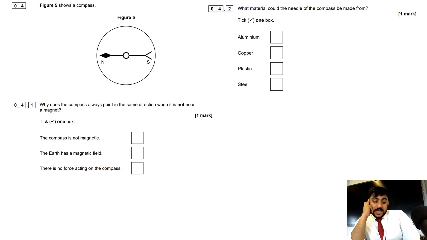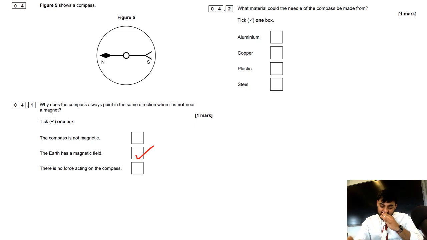Figure 5 shows a compass, like a plotting compass, and it's got an arrowhead pointing to the north and obviously from the south. Why does the compass always point in the same direction when it's not near a magnet? Well, a compass, what's it used for mainly? It's used for plotting courses, isn't it? Because the Earth has its own magnetic field. Our compass points to the magnetic south of the Earth, which happens to be the North Pole, because the Earth has a magnetic field.